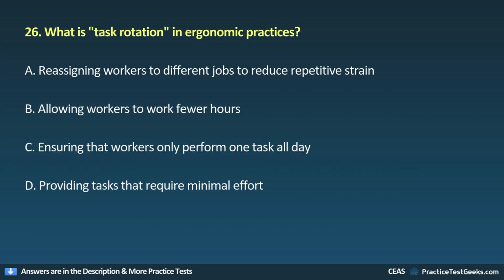26. What is task rotation in ergonomic practices? A. Reassigning workers to different jobs to reduce repetitive strain. B. Allowing workers to work fewer hours. C. Ensuring that workers only perform one task all day. D. Providing tasks that require minimal effort.